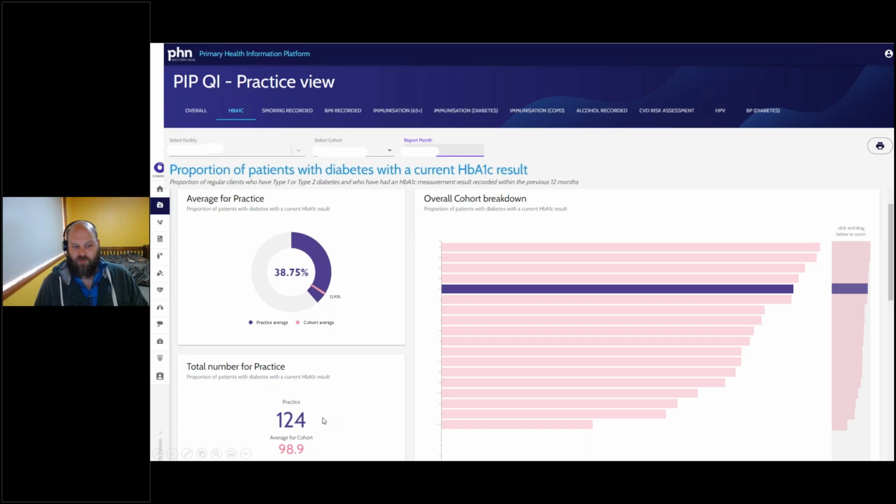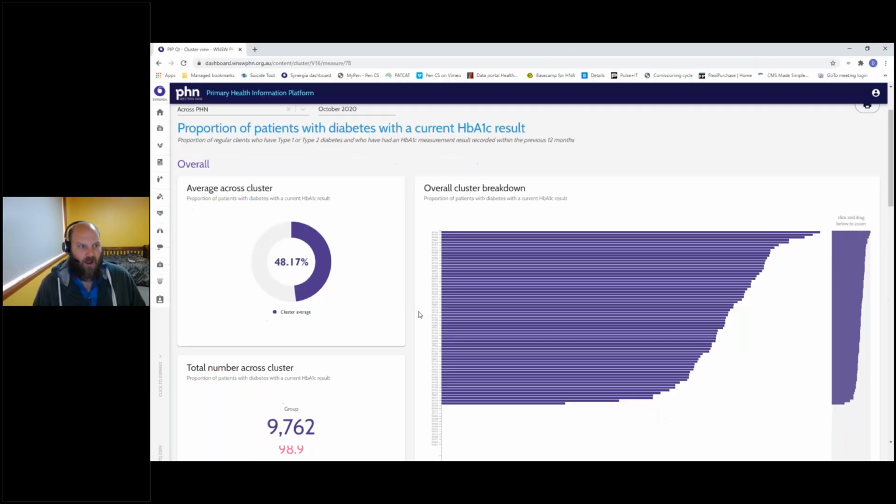You also get the raw number down here. So for this practice, it's 124 patients versus the average of the cohort of 99 patients. You can also see how your cohort looks here, spread across, and where your practice specifically is sitting in that. You can slide along and see how you're comparing against each of those ones as a percentage as well.